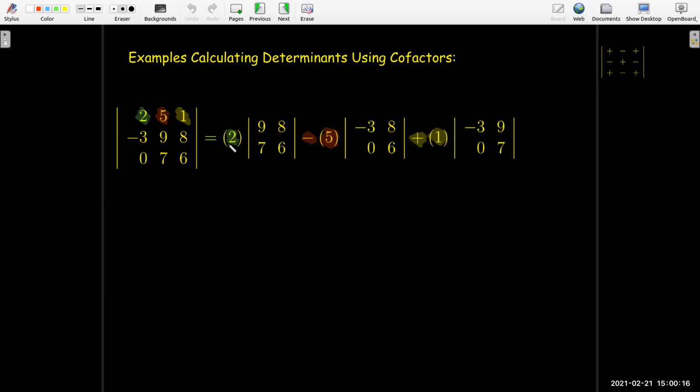So I have positive 2 times its minor. Then the second cofactor is going to have a minus in front of it. So I have minus 5. Here's our minus sign. And then times its cofactor. Let's make sure I got that right. Negative 3, 8, 0, and 6. And then the third entry in that row, its cofactor is going to be positive again. So positive 1 times its minor, which would be a negative 3, 0, and then a negative 3, 9, 0, 7. Good.